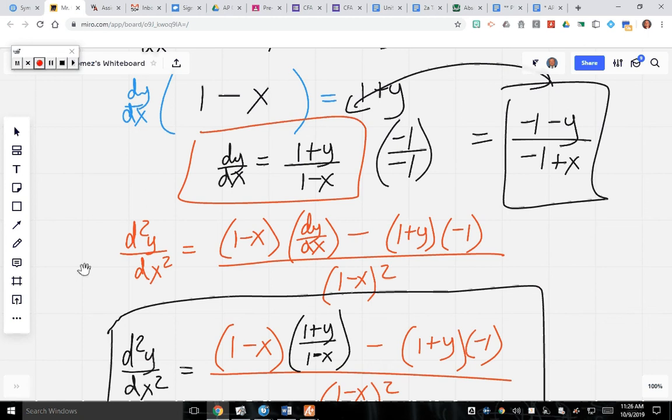Oh, I'm not there yet. I haven't done quotient rule yet. Okay, so that all was the first part, 20 points, okay?